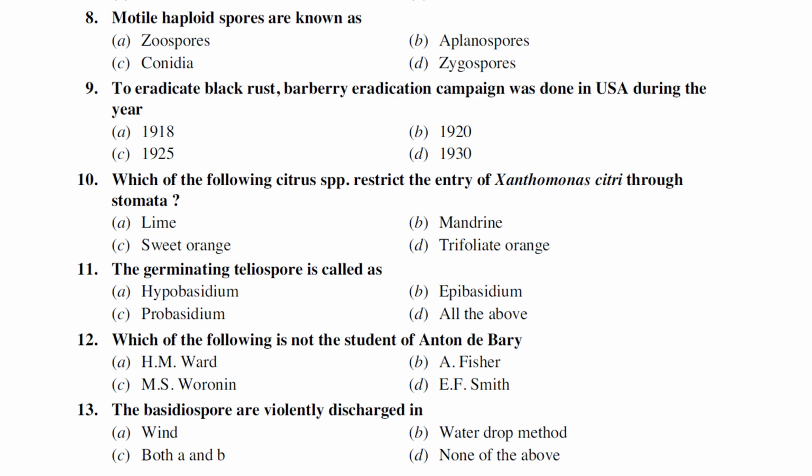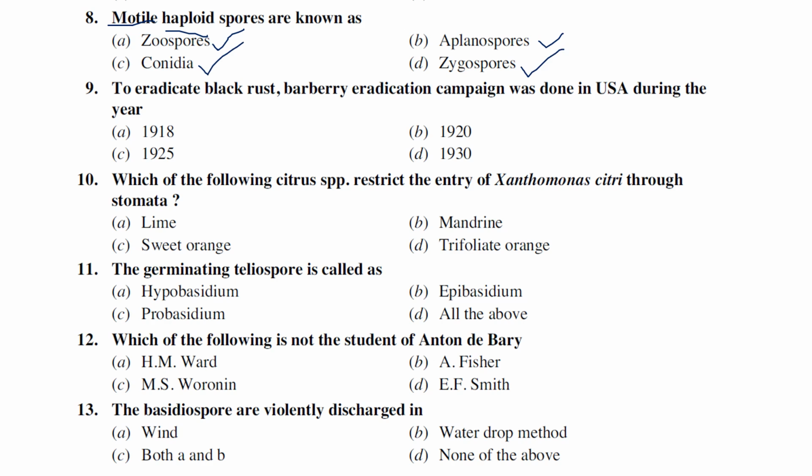This one is a motile haploid zoospore. I repeat, motile haploid zoospore. Now we'll see: zoospores are haploid, motile. Aplanospores are haploid but non-motile. Aplano means non-motile. Planospores are motile, right? Conidia are haploid but non-motile. Zygospore is a diploid sexual spore.